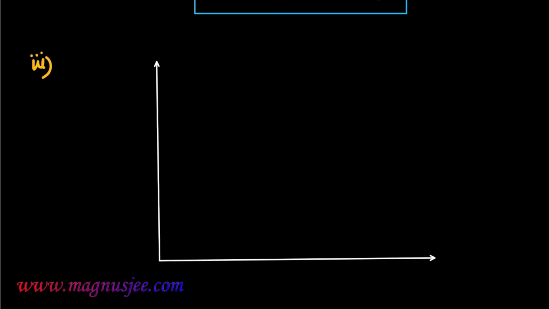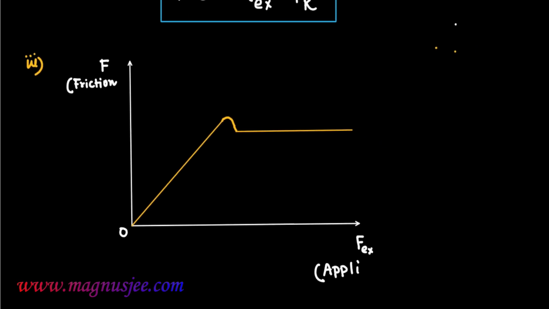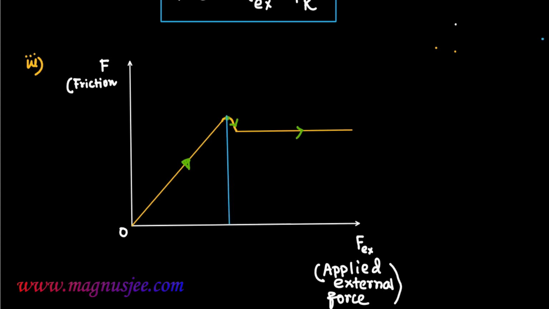And number 3 formula. If we plot frictional force versus applied force, in this graph, applied external force Fex is plotted along the x-axis, and the force of friction is plotted along the y-axis. If we increase applied external force Fex, then force of friction will change as shown in the graph, and we can draw a perpendicular from the highest point, and this imaginary line is the maximum value of static friction which is called limiting friction FL.